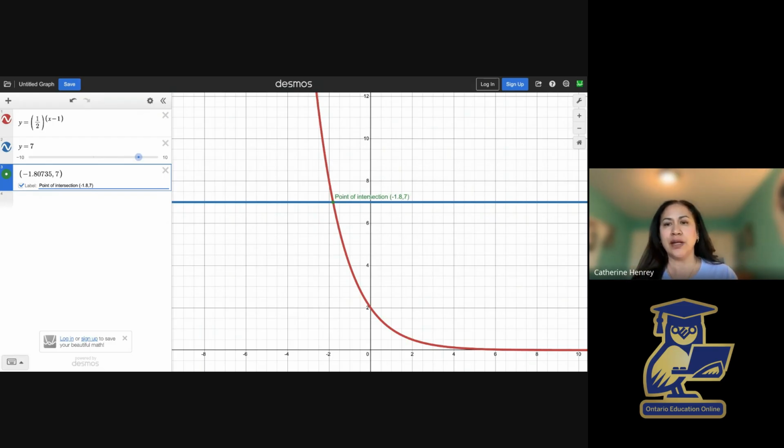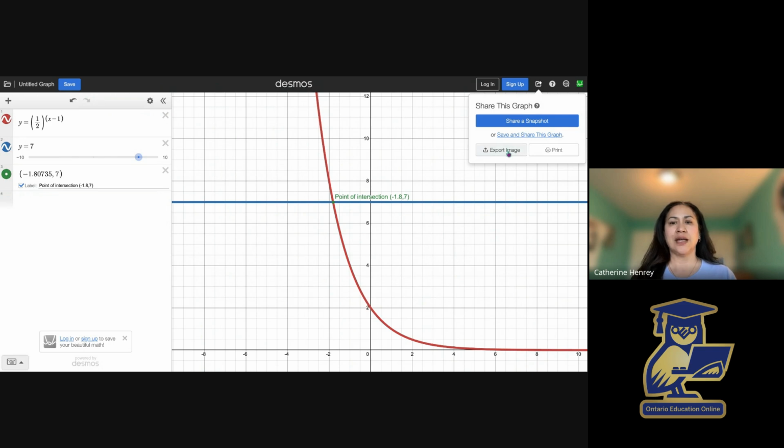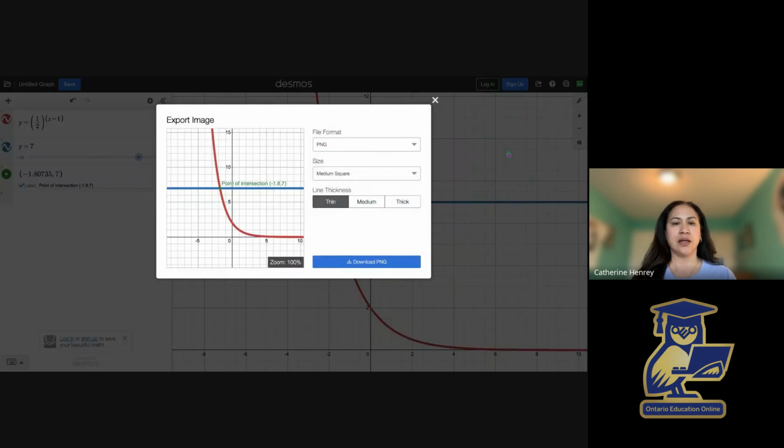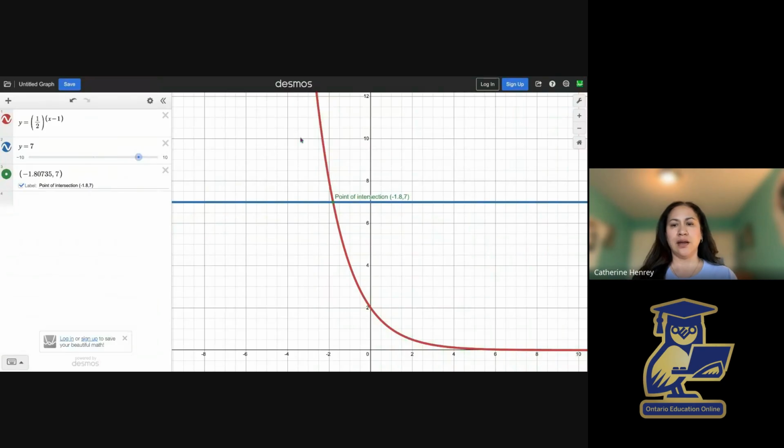Now you might be ready to go back and put it into your document. In order to do that, we go up to the top right corner. There's an arrow in a box. Click that, and we can export the image. When I click on export the image, you can click on medium again to make it nice and big. Download the PNG. It's up here as Desmos graph. And then I'm going to switch my share to look at my document.